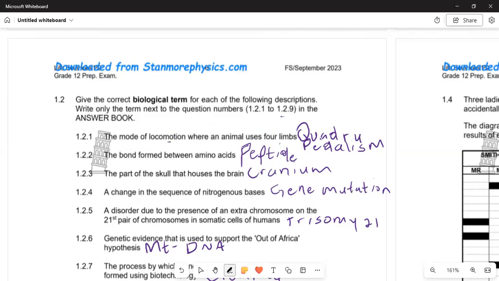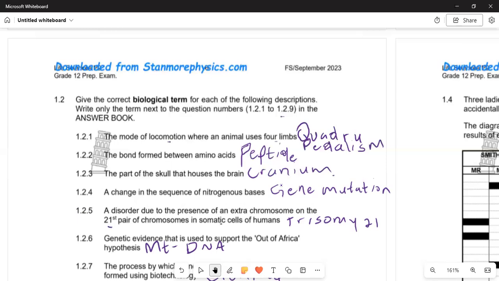And then, moving on, the part of the skull that houses the brain is called the cranium. And then in 1.2.4, a change in the sequence of nitrogenous bases is called gene mutation. And then in 1.2.5, a disorder due to the presence of an extra chromosome on the 21st pair in the soma is called trisomy.